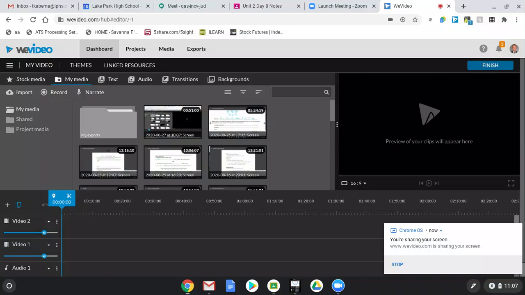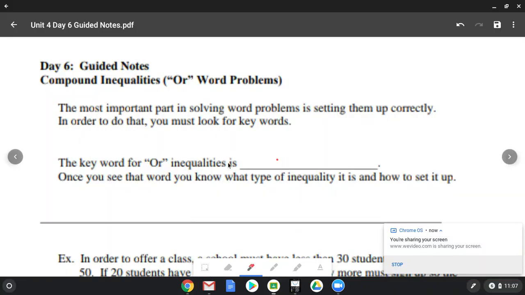All right, we're on the last day of learning for this unit. We're going to do compound inequalities one more day. It's going to be the or type word problems. So these are the ones that are going to be shaded away from each other if you were to shade them. And only one of these pieces has to be true in order to make the inequality true. So it could be the left side or the right side.